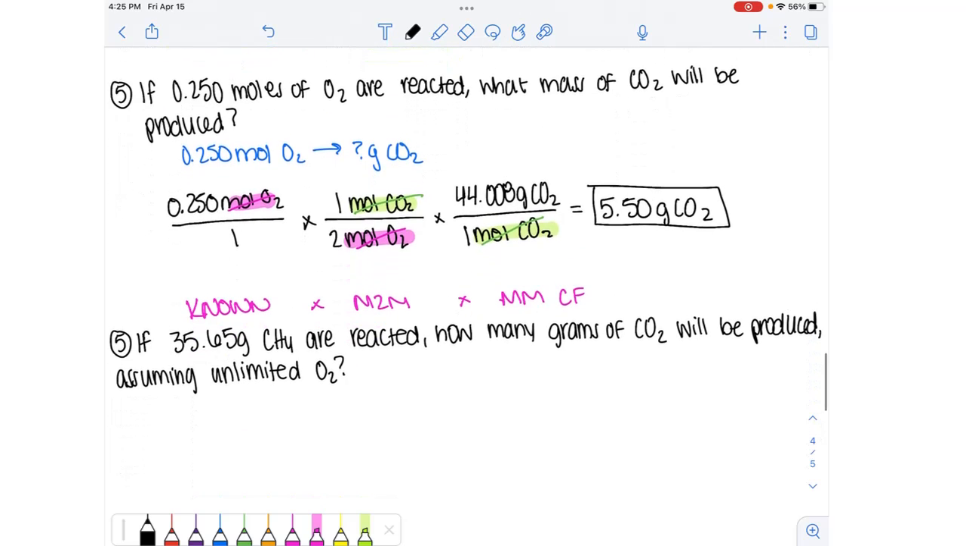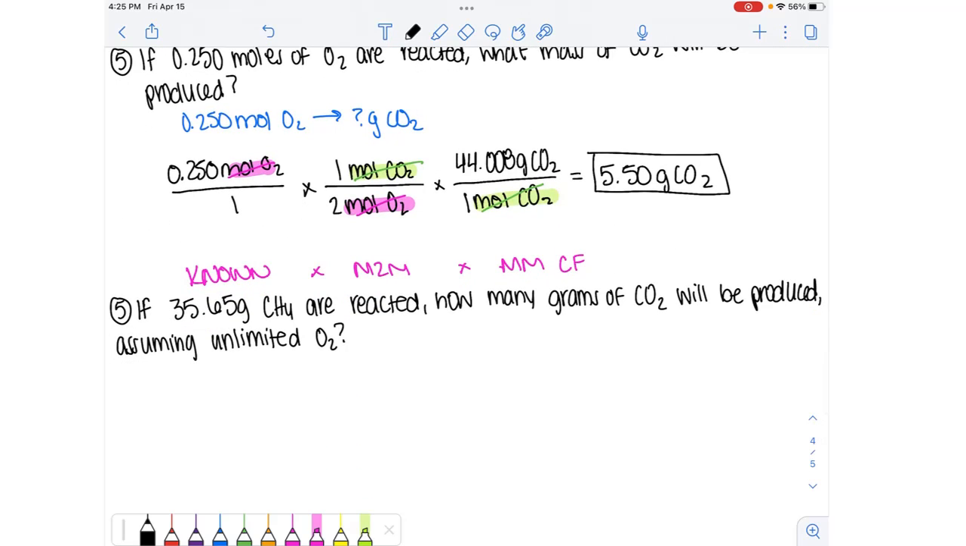All right, last problem on here we're going to practice doing. If we have 35.65 grams of methane, how many grams of carbon dioxide will be produced? Again, this time assuming we have unlimited O2. So to start us off by writing our question, we have 35.65 grams of methane. We're trying to convert that to grams of CO2.